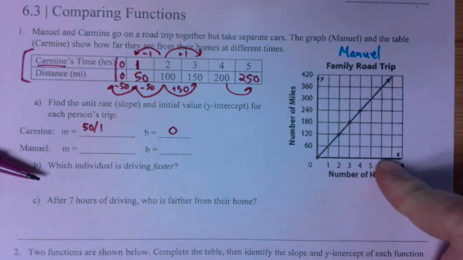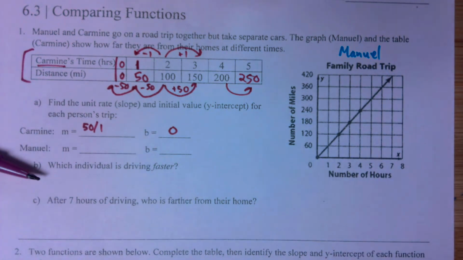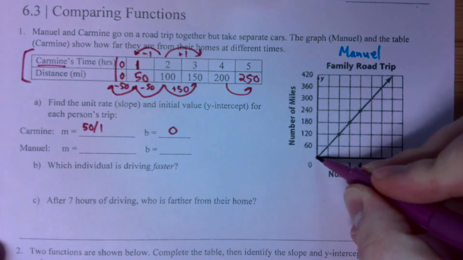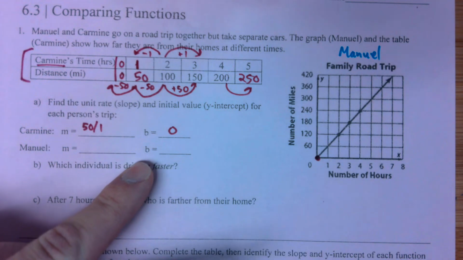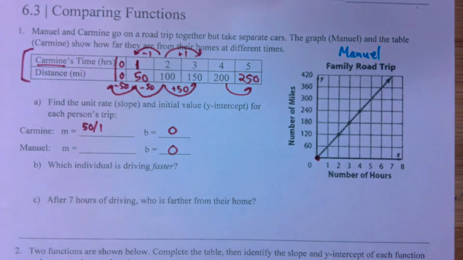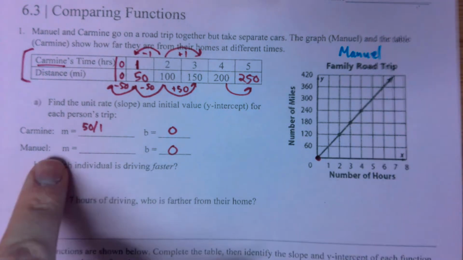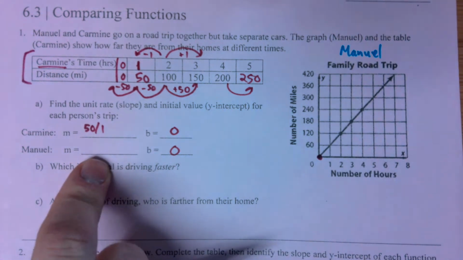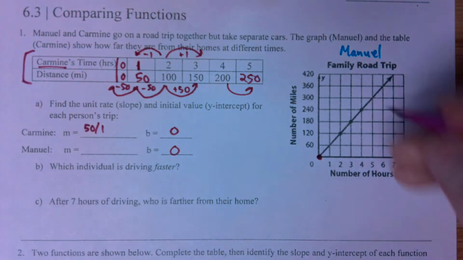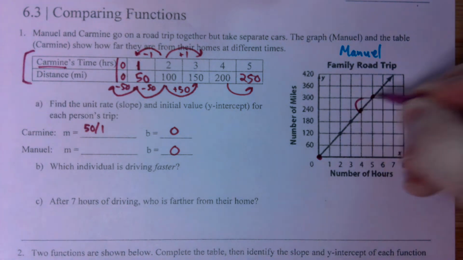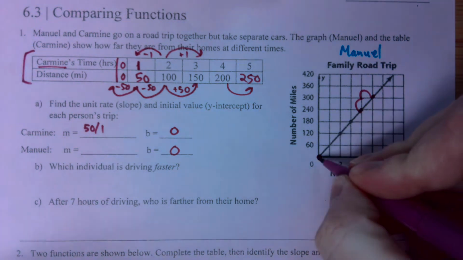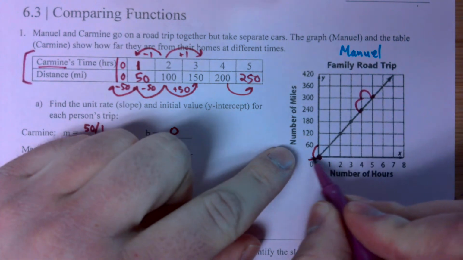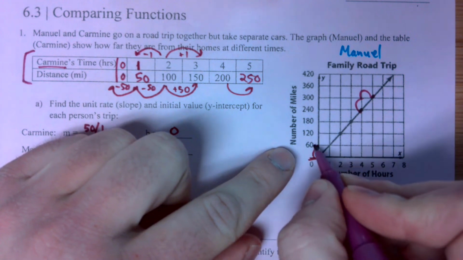Now let's take a look at Manuel's road trip here. Manuel starts at 0. So what is our b value going to be for Manuel's function? 0, right? Now the slope, a lot of you may have gotten 1 over 1 here for Manuel's slope, because if you look at the graph, you can see from one point to the next, you're going up 1 and over 1, right? But we're not exactly going up 1. We're actually going up 60. From 0 up to 60, right?